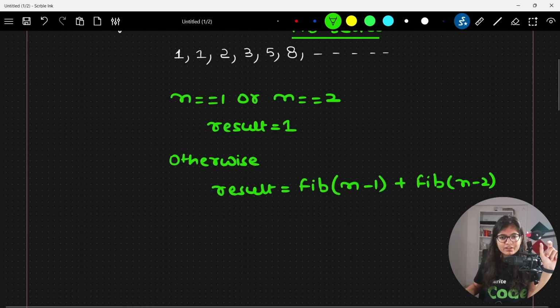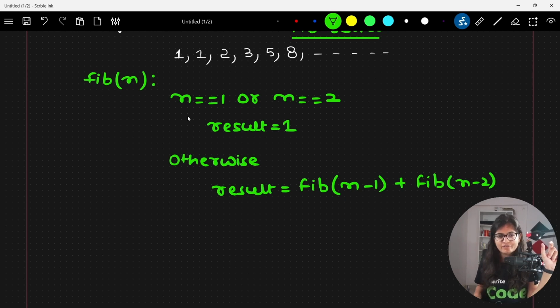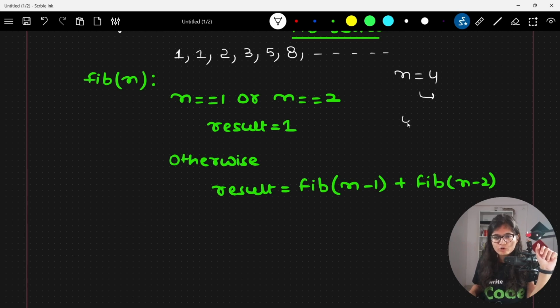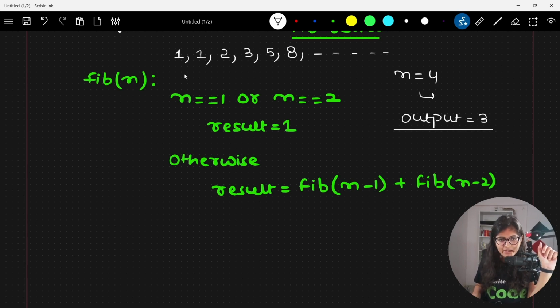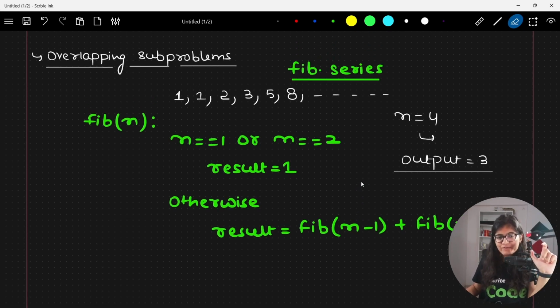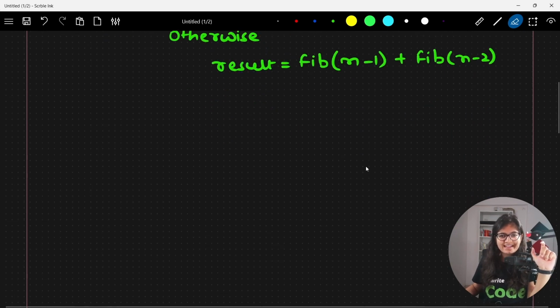Here fib of n is the number which we want to find out. For example, if I enter the value of n as 4, it will return the output 3, because the first is 1, the second is 1, the third is 2, the fourth is 3. This is the output returned by the series. Now suppose I want to find the output for n equal to 5.